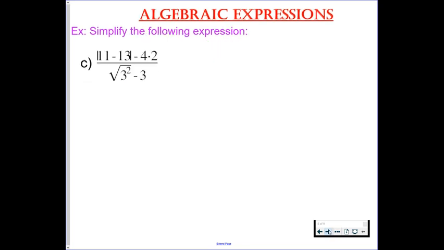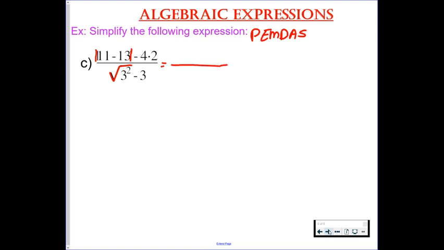All right, next one, notice this one is a fraction. It also has some different symbols. It has absolute value bars on top here. And on the bottom, we have a square root. So again, there's a lot going on here. With a fraction, it's easiest if you just do the top and then do the bottom. So let's simplify the top.